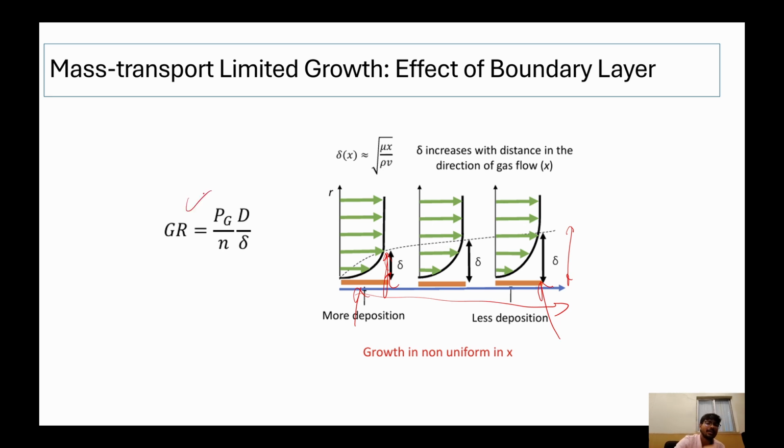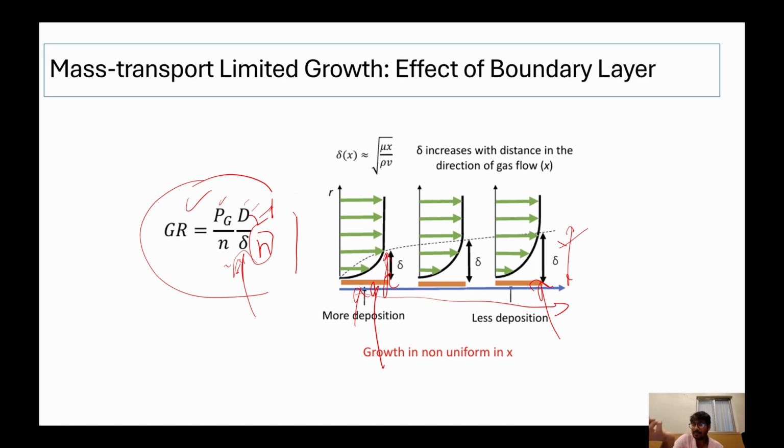This is the growth rate, and it is given by growth rate = (Pg/n) × (D/delta). If this is diffusion limited growth, then you can say it is h only. And D by delta, the growth rate depends on the delta. If delta is more, growth rate will be lesser. So at this position growth rate will be lesser, at this position growth rate will be higher. So what you need to see is how you can remove that.